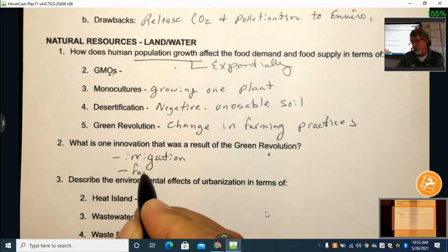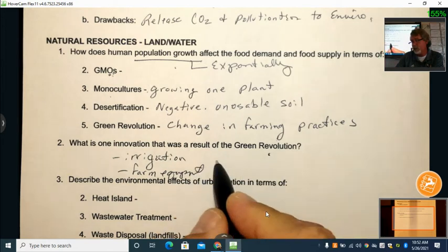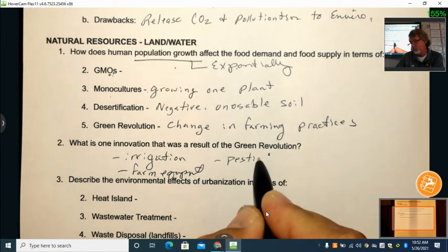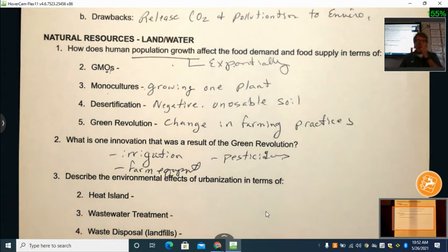Irrigation, farm equipment. We also did different pesticides. Okay, things like that. All right, describe the environmental impacts of urbanization.